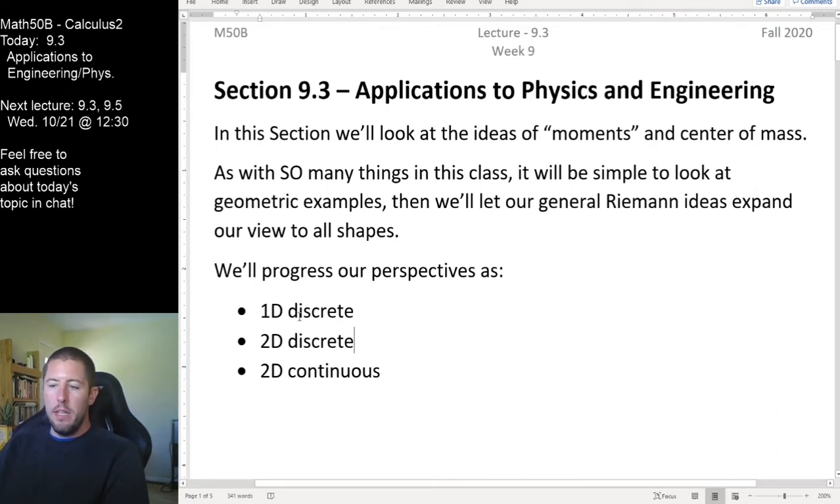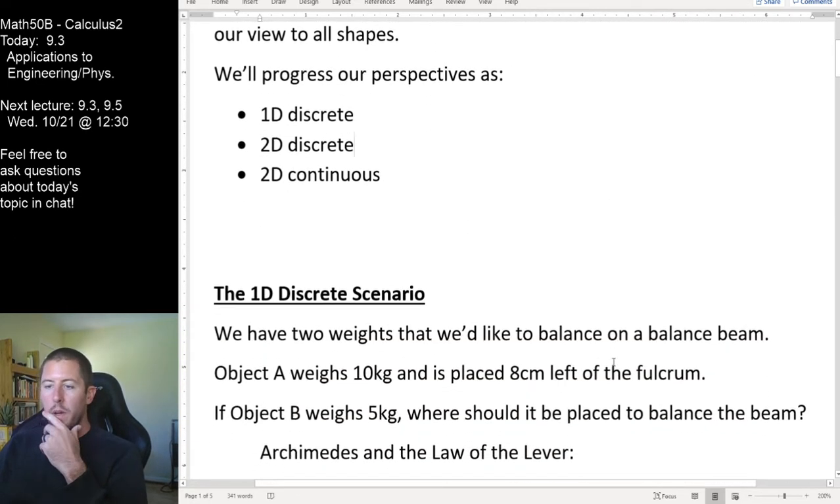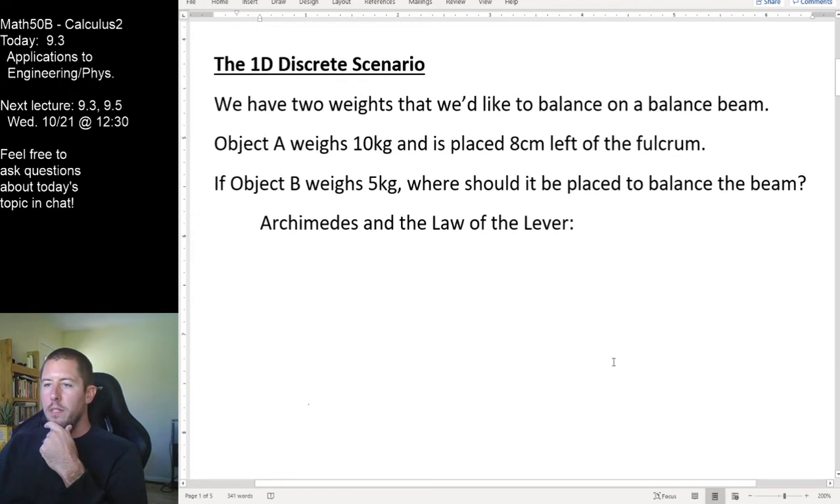So we're going to start with some easy ones, 1D discrete and 2D discrete, that involve no calculus. Then we'll use those ideas to expand into a Riemann type scenario with an infinite number of subdivisions, infinite number of points, infinitely small masses, and we'll accumulate all of the moments with an integral to compute the center of mass for any two-dimensional shape. So the 1D discrete scenario first.